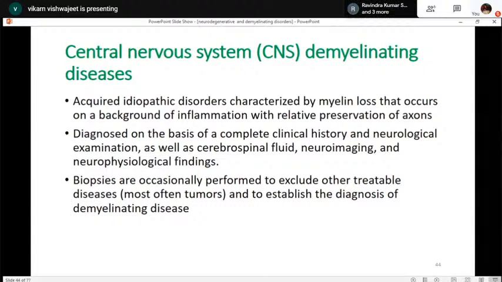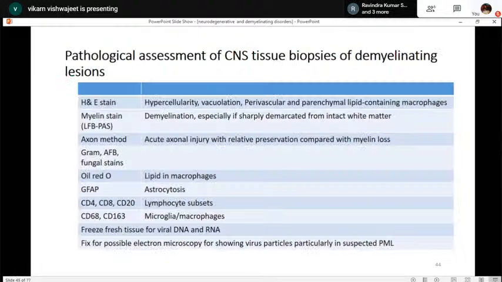Diagnosis is usually based on complete clinical history and neurological examination. CSF, neuroimaging, and neurophysiological findings are very helpful. Biopsies are usually performed in these cases to exclude treatable disease, and sometimes the demyelinating disorders can be confused with neoplastic entities as well. So, in a case of demyelinating disorder, several special stains and immunostains are very helpful.